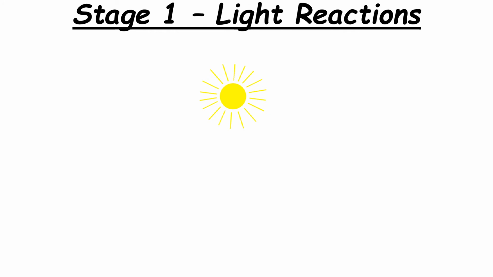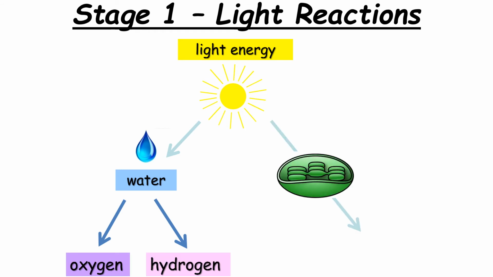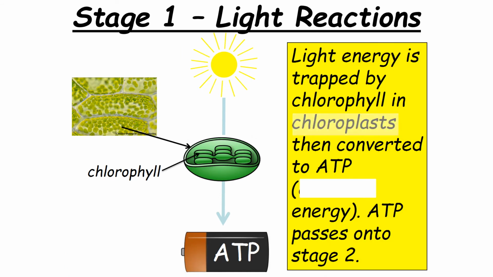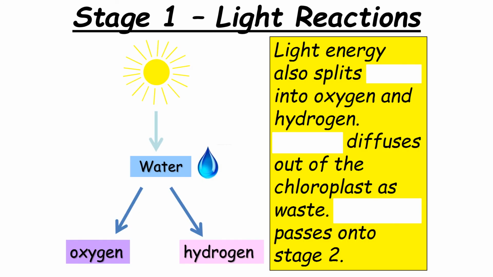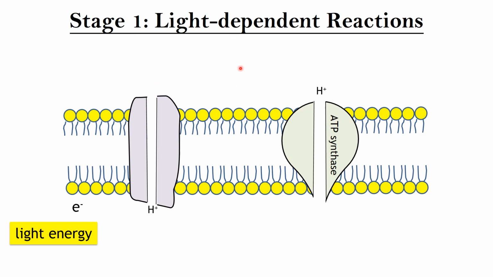So this was the light reactions from National 5 level. Light energy is converted into ATP, and the ATP goes on to stage 2. And this was the other part of it. Light energy splits water into oxygen and hydrogen. Oxygen is waste, and then hydrogen goes on to stage 2.